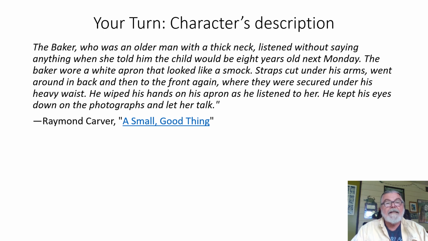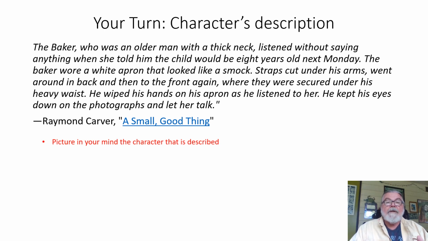Okay, so he's listening. He wore a white apron that looked like a smock, straps cut under his arms, went around in back and then to the front again, where they were secured under his heavy waist. Heavy waist, he's a baker, he makes cookies. Okay, enough said. He wiped his hand on his apron, and as he listened to her, he kept his eyes down on the photographs and let her talk. So I need to ask myself some questions. What is the author trying to reveal to me by describing this character?